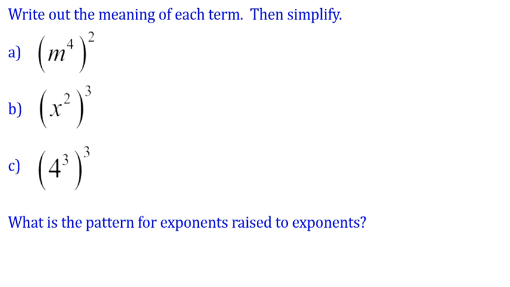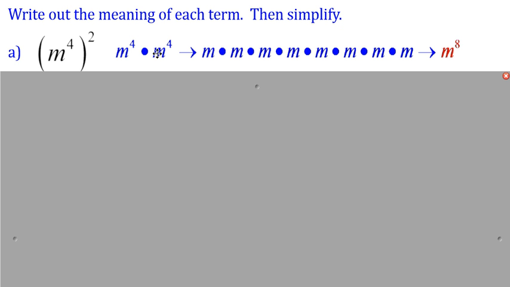Let's take a look at a couple of other exponential expressions, and let's think about the meaning for each of those and notice if any patterns exist. So here we have m to the fourth to the second power. So again, thinking about the definition of the exponent, it tells you how many of the base that we have. So this is saying I have 2 sets of m to the fourth. Well, m to the fourth means I have 4 m's being multiplied together, and m to the fourth means I have another 4 m's being multiplied together. That means I have a total of 8 m's being multiplied together.